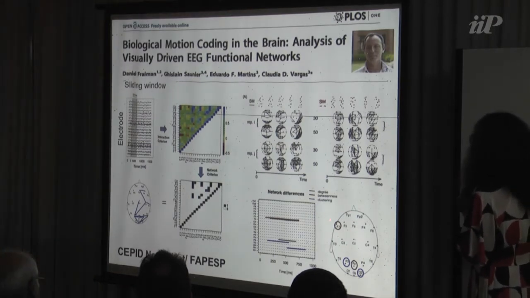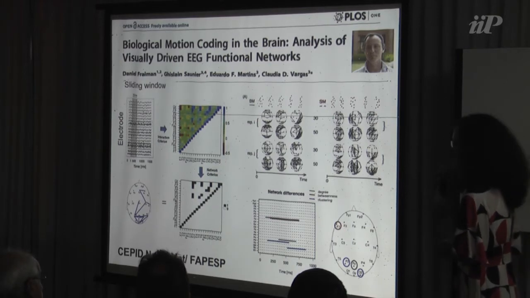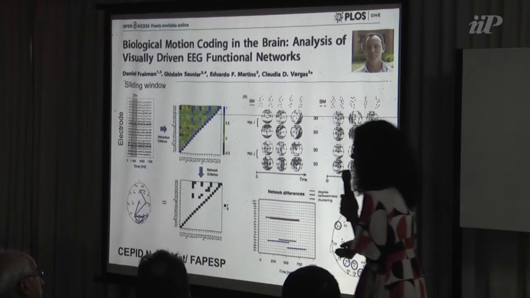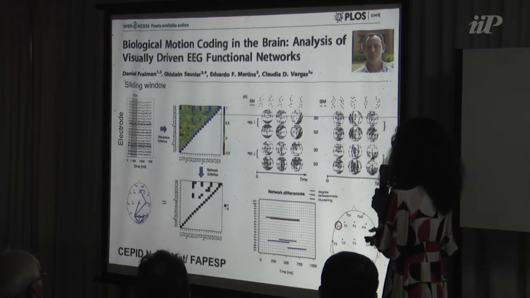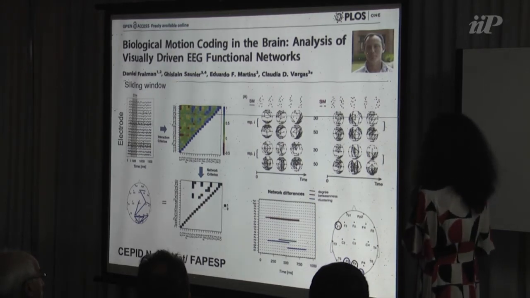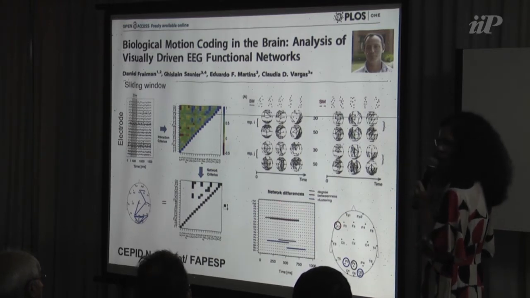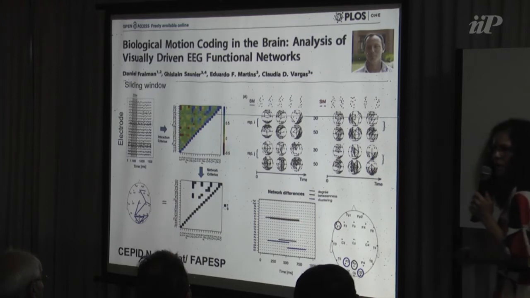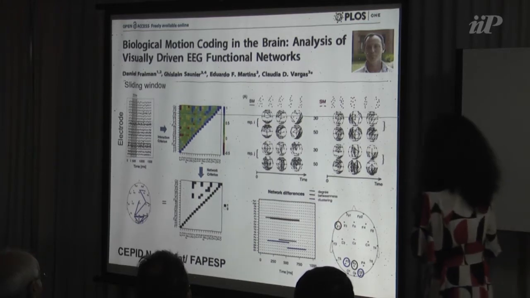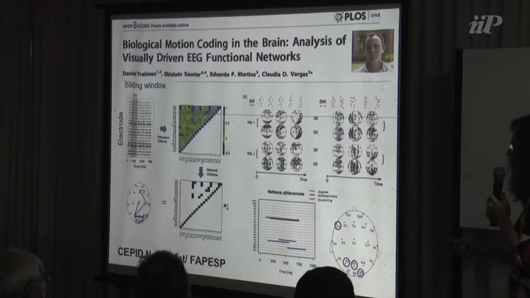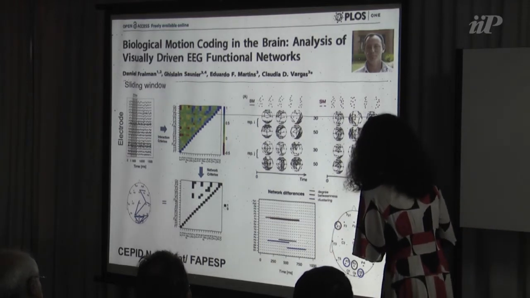Interestingly, this brain region was also shown by other researchers to be crucial in the discrimination between biological and scrambled motion in a paradigm where they temporarily blocked this region with TMS. By applying repetitive TMS in this area, it was much more difficult for the volunteer to discriminate between biological and scrambled motion. So this was an interesting result.